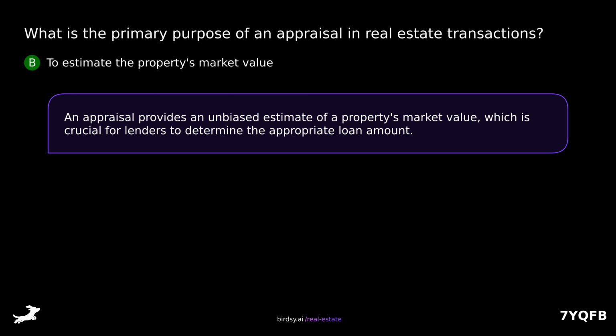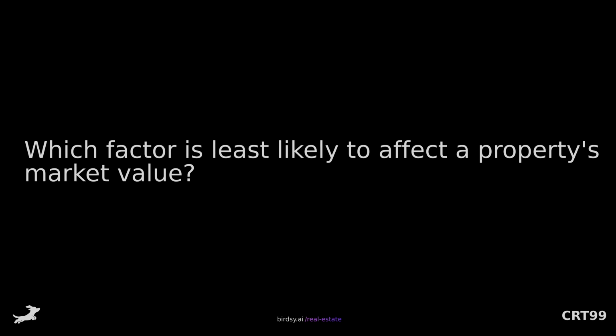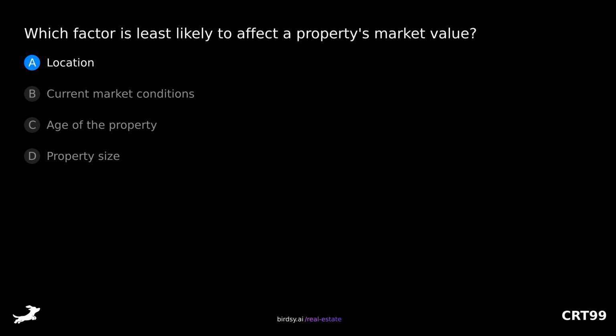An appraisal provides an unbiased estimate of a property's market value, which is crucial for lenders to determine the appropriate loan amount. Which factor is least likely to affect a property's market value? Is it A, location, B, current market conditions, C, age of the property, or D, property size? The answer is C, age of the property.